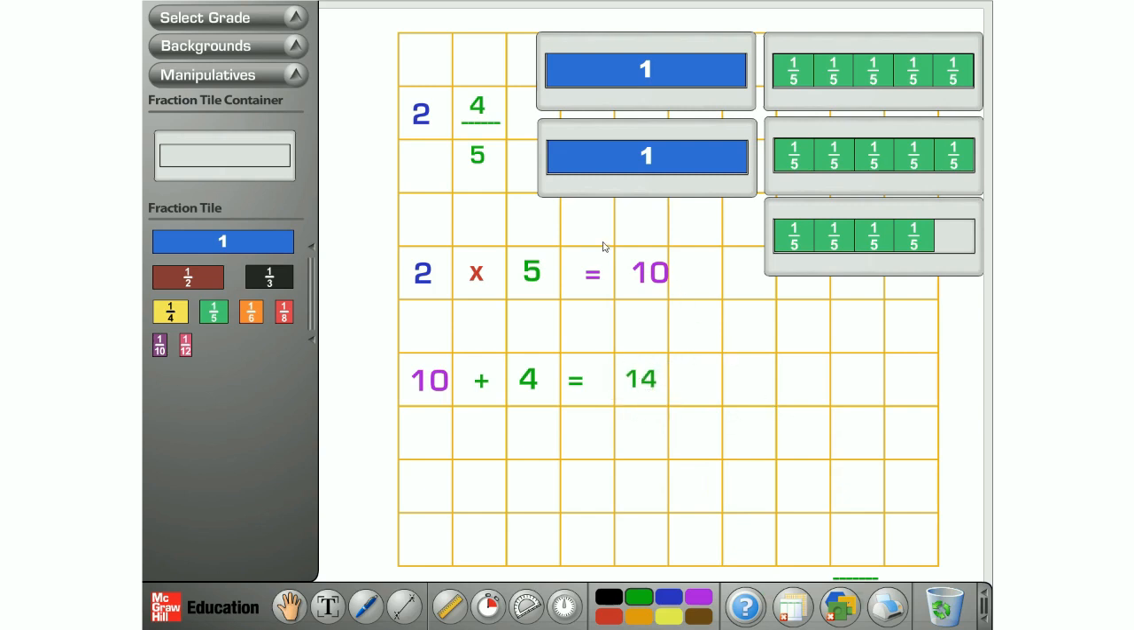The only thing we need to remember to do now is make sure we keep our denominator. So we've got 14 fifths. And that is it. 14 fifths.